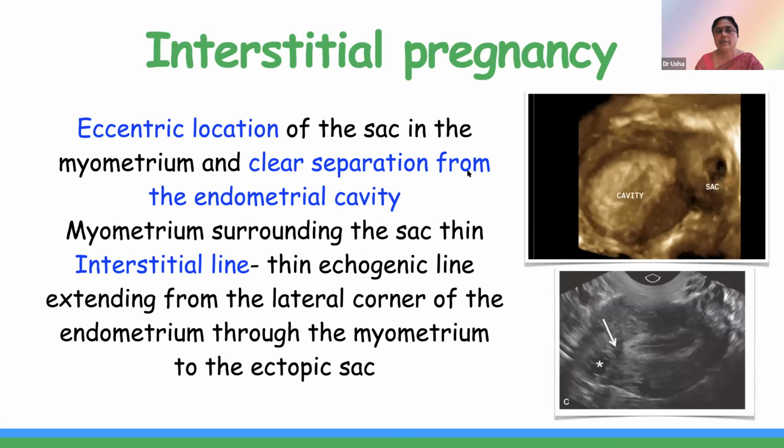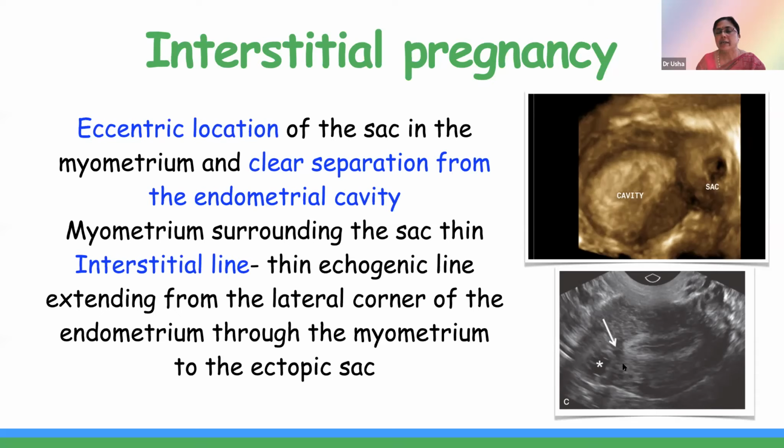So we now have another pregnancy, which is the interstitial pregnancy. That is the pregnancy which is happening in the interstitial portion of the tube. So it is seen in the corner of the uterus. It has an eccentric location of the sac, and it is seen in the myometrium. And you must be able to demonstrate a clear separation between the cavity and the sac. So you can see this is the lateral margin of the cavity, and you see the sac here.